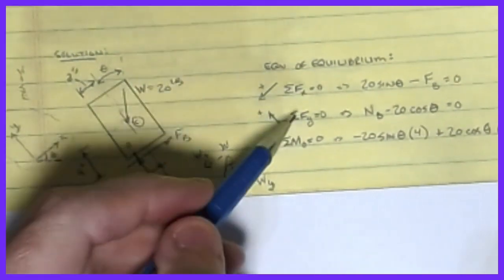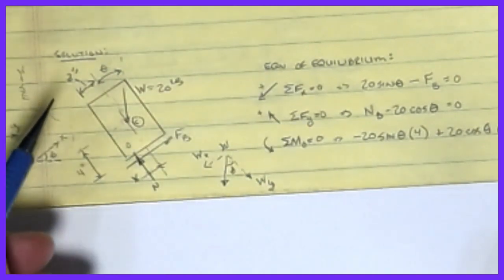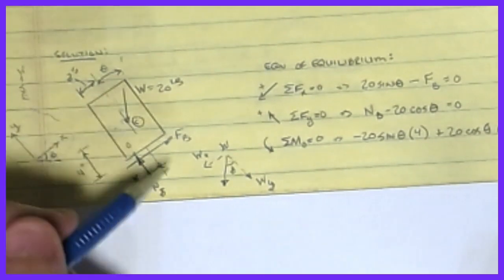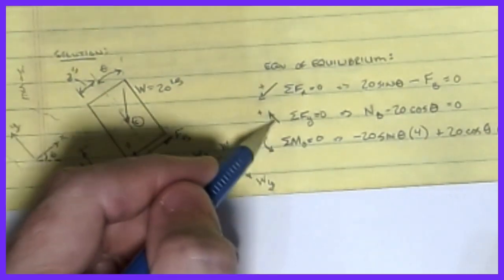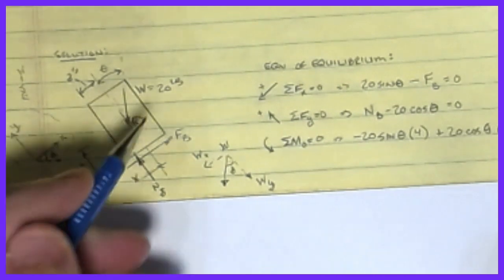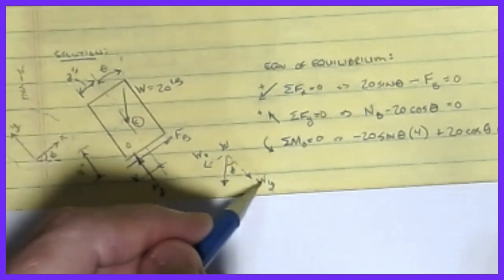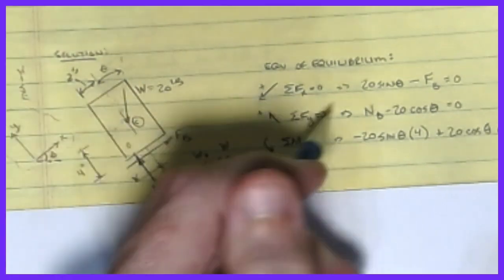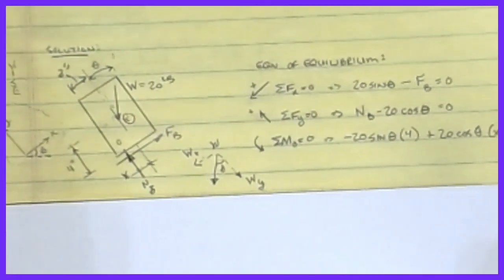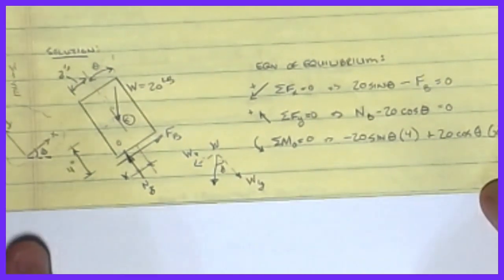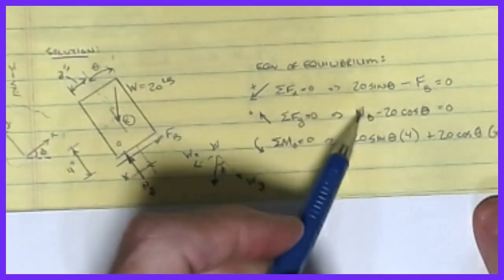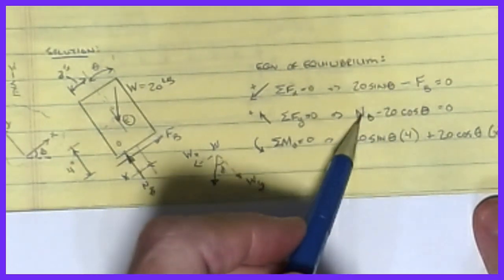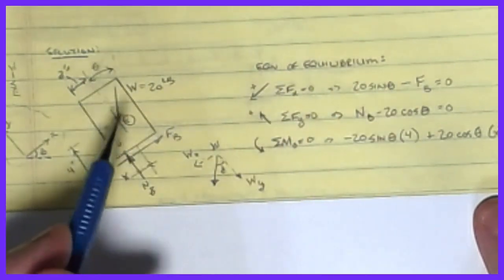Now for the y direction, we do the same basic game. I'm going to take my NB, this guy, acting in what I assume to be positive, up and to the left, so it's a positive NB, and then I subtract off the y component, which is 20 pounds times the cosine of that angle. That's the equation I have here, all equal to 0. That gets us a couple of expressions, and I can see that once I find an expression for FB, or once I find the normal, I can get theta, and so forth.